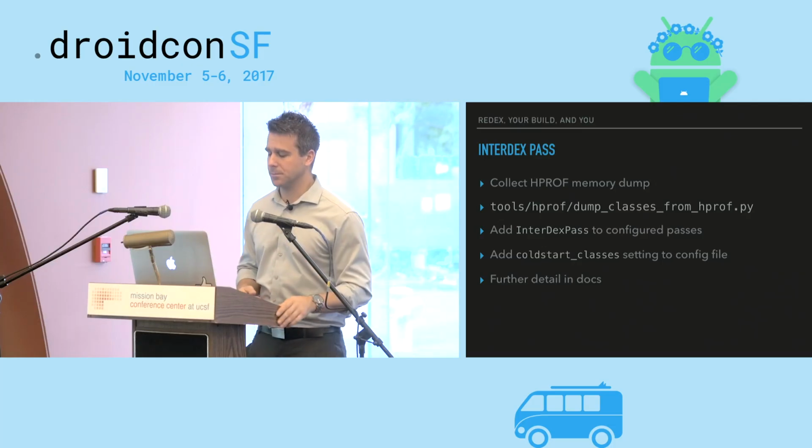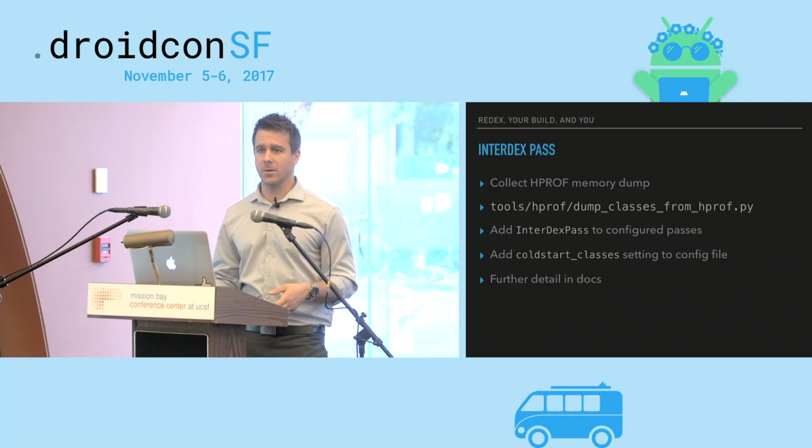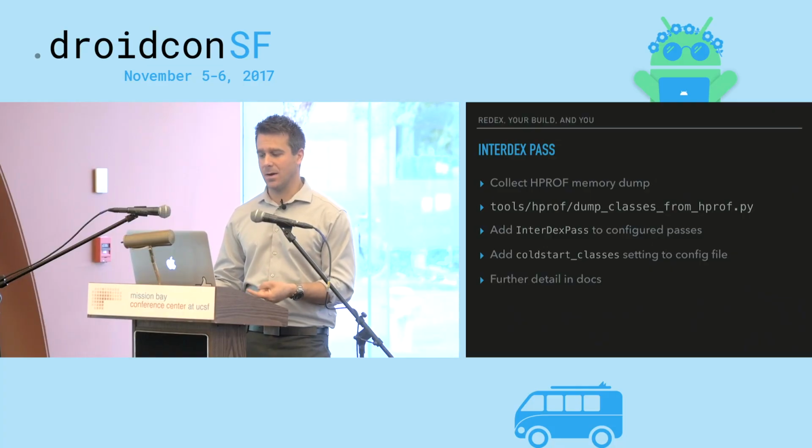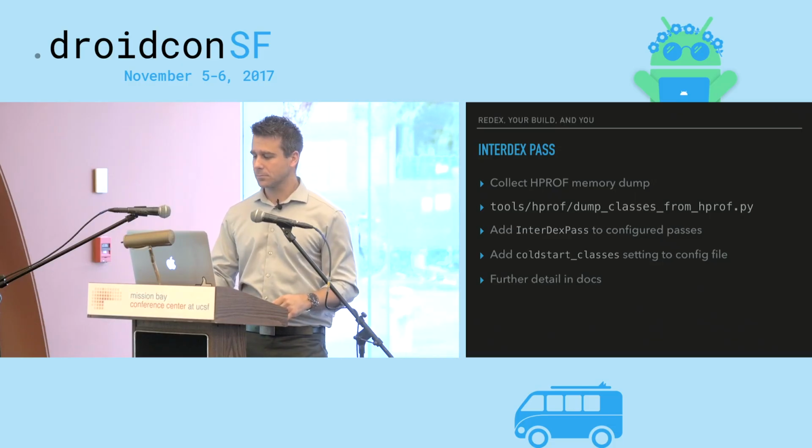and put into your next build. You will have to add the interdex pass to your configuration file. It is not set up in the default one because you do need this class ordering file. Once you have it, add the interdex pass, add the cold start classes configuration option and point it to the actual classes.txt file that this Python script spits out, and then run it again, and poof, off you go.